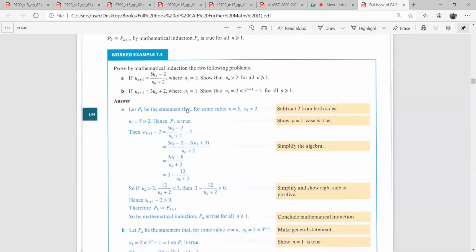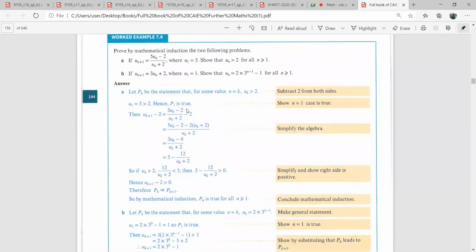So let's try proving the second problem here. You give it a try first, and then I'll do that in the next segment.